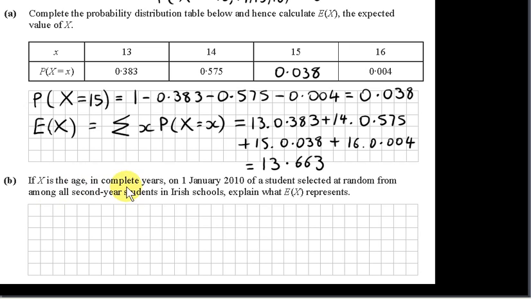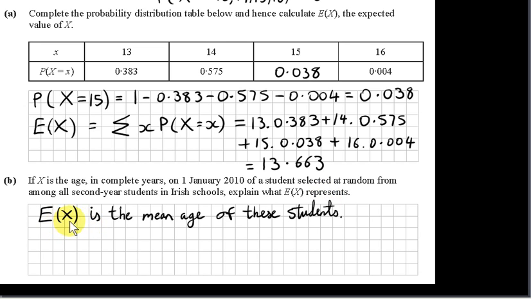If x is the age in complete years, that means to the nearest year, on 1st of January 2010 of a student selected at random from among all second-year students in Irish schools, explain what expected value of x represents. Well, the expected value of x is just the mean age of all these students.